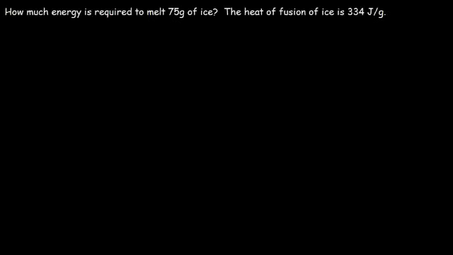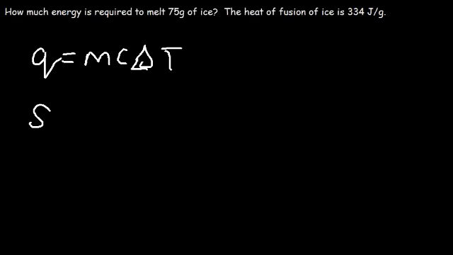Now, here's the second question. How much energy is required to melt 75 grams of ice? And we're given a heat of fusion. So in the last example, we had a temperature change problem, which we had to use Q is equal to mc delta T. But in this problem, it's a phase change. We have ice, which is a solid, and it's melted into a liquid.